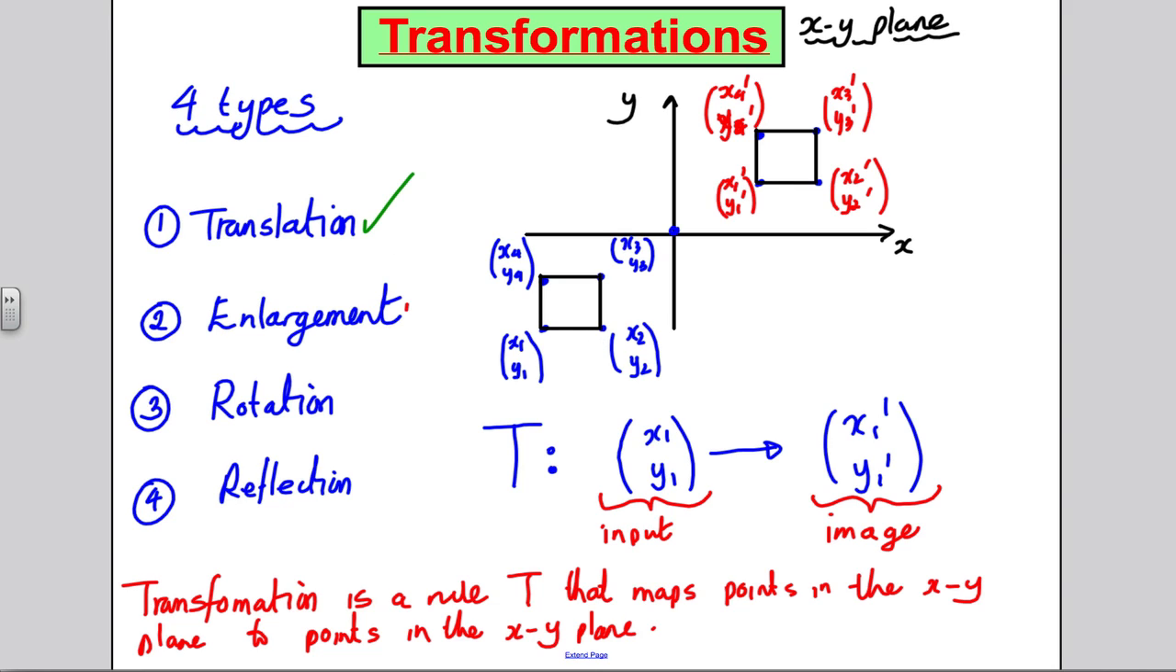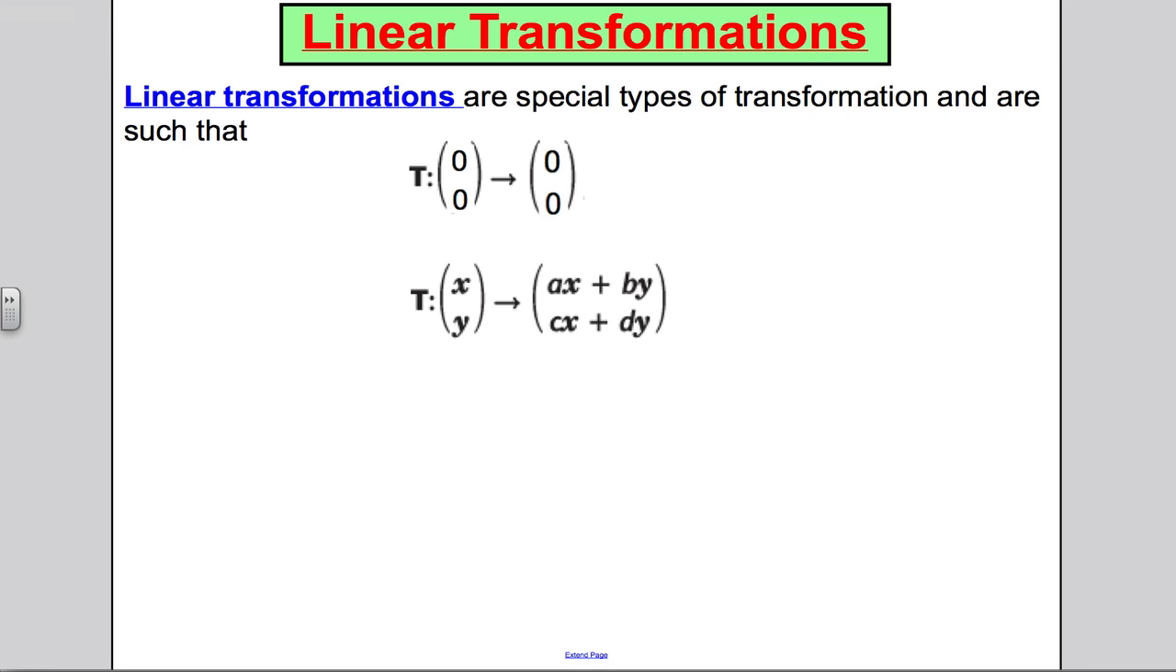A translation does that, an enlargement does that, a rotation does that, and a reflection does that. So in general, a transformation is some rule, and you might call it T, and you put an xy position vector in, and you get some other xy position vector out. Okay, and that is a more mathematical definition of what these transformations you did at GCSE were about. Taking it one step further and introducing you to something called linear transformations. Linear transformations are transformations, so they are this rule that maps points in the xy plane to other points in the xy plane.